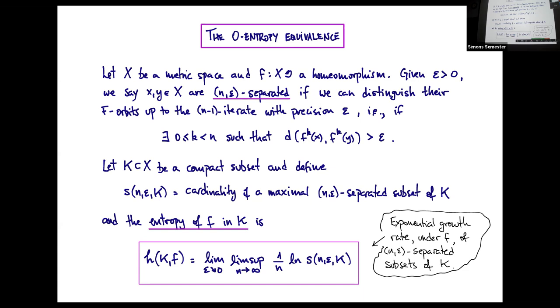And you see, I never said that K was an invariant set. It's just any set. And this is the entropy of F in K. So that's the entropy of F in K. And then you can define the entropy of F on your whole metric space to be the supremum over all compact subsets. And that's a way of defining entropy on non-compact spaces. This is Bowen's definition of topological entropy.